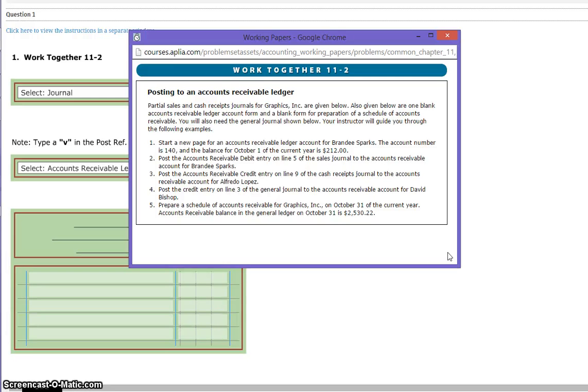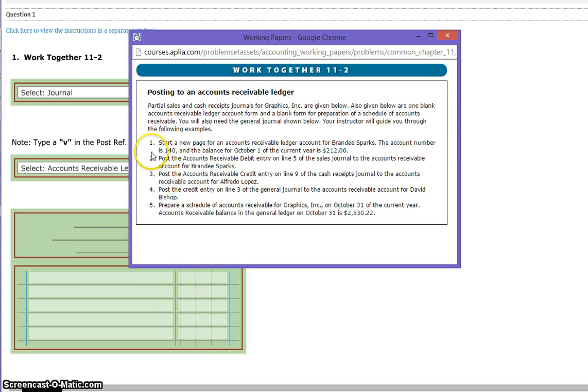So 11.1 was all the information from Chapter 9, which was the purchases journal and cash payments. Now 11-2, we're going to learn about the sales journal and the cash receipts and how to post into those ledgers. So a partial sales and cash receipts journal for Graphics Incorporated is given below, and we're going to work through to do the posting just like in 11.1.